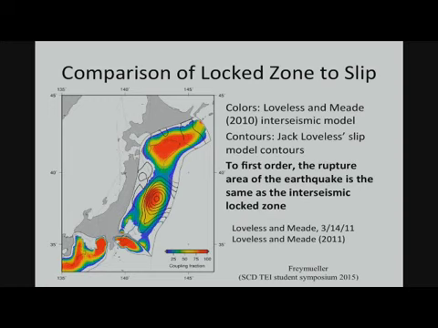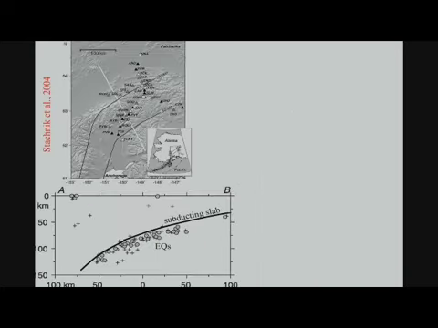And within 3 days, they had done their inversions and demonstrated that the locked patch that they had was really the region of the largest slip that occurred in the Tohoku-Oki earthquake. So we can combine GPS and seismic observations to understand the seismogenic behavior at this shallow depth. We'll see more of this in the rest of the meeting.